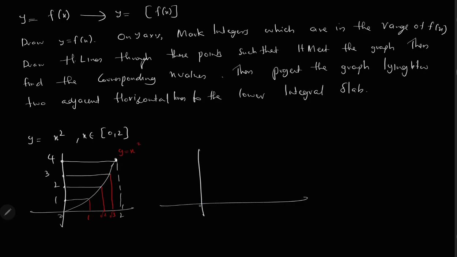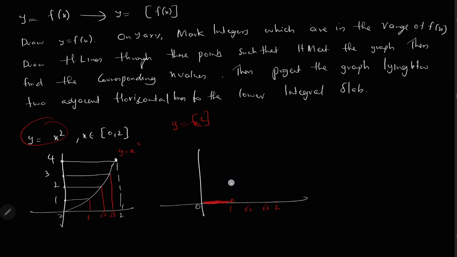So I am marking 0, then 1, then root 2, then root 3, then 2. So this will come here. This portion came here. At 1, actually, what is the value? You can substitute in the question itself. It is 1 only. So you should mark here.